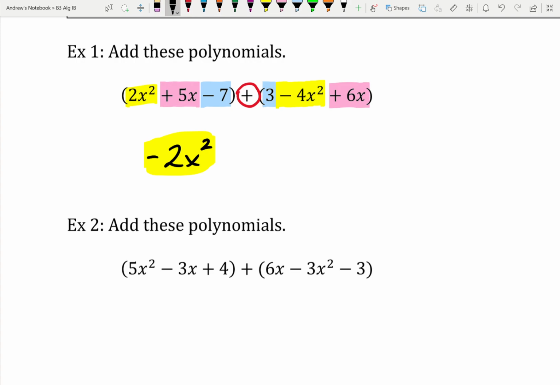Next up, we've got the stuff in the pink. I've got a 5x, and then I'm adding another 6x. So if I had 5x's, and I add 6x's, I now have 11x. In the blue, I've got a negative 7, and then I'm adding 3. So negative 7 plus 3 is negative 4. No big deal. Numbers act just like normal.